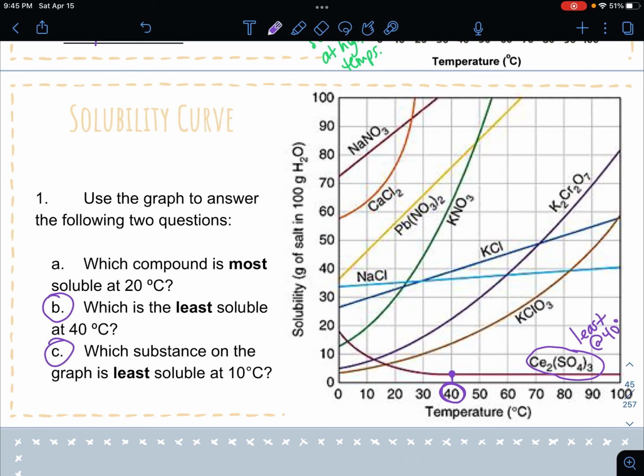Okay, see if you can answer C, which is the least soluble at 10 degrees. So here is 10, and again, we're looking for least. So we're just going to be this guy right here, which is potassium chlorate, KClO3.